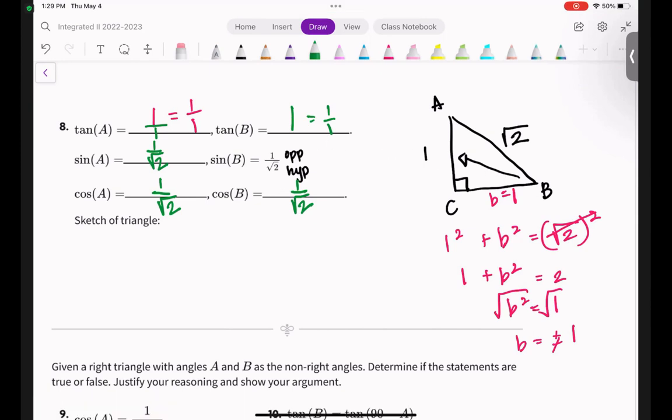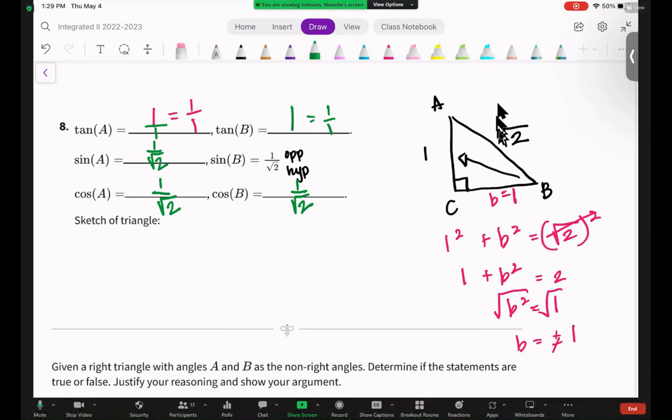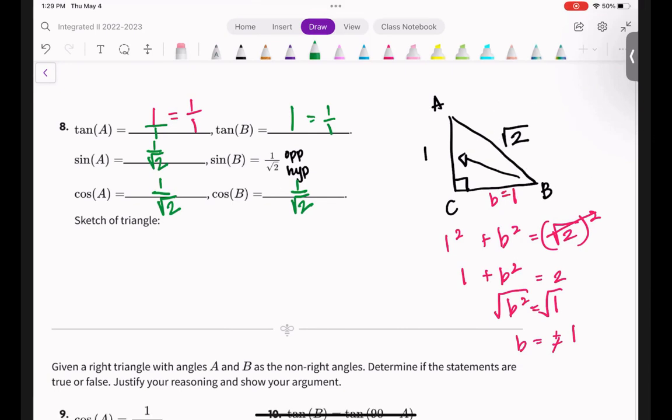Yes, finding that third angle. So for the third angle, don't forget that you have another tool, and it's called your triangle sum theorem, which means all the angles add up to 180. Very good. Okay.